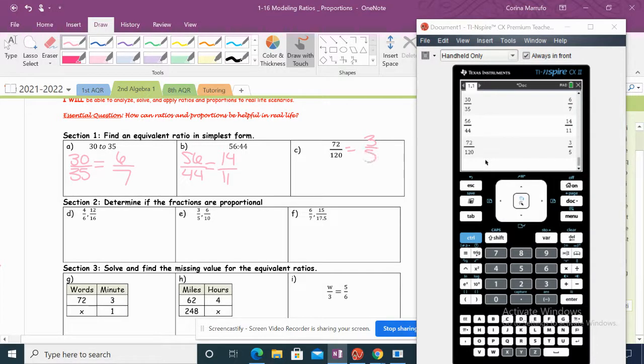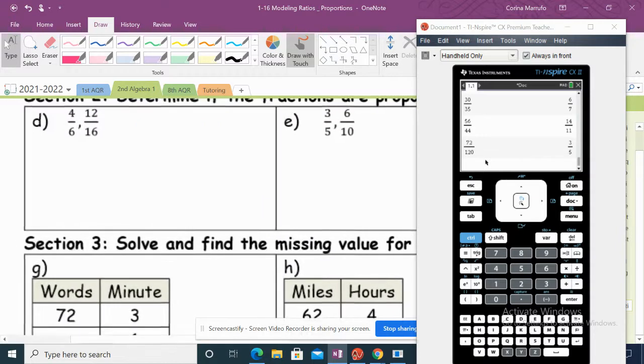3 over 5. That's it. Okay. So then the next one says determine whether the fractions are proportional. So when they say to determine whether they're proportional, we're just going to check to see if they are equal. So we make a proportion. 4 over 6, is this equal to 12 over 16?